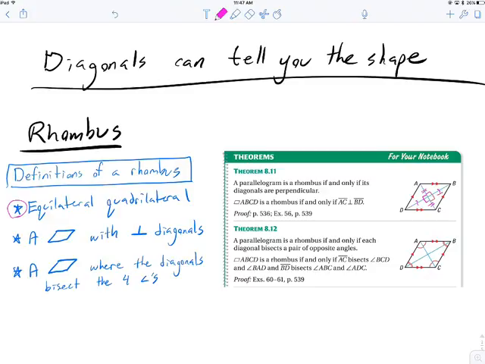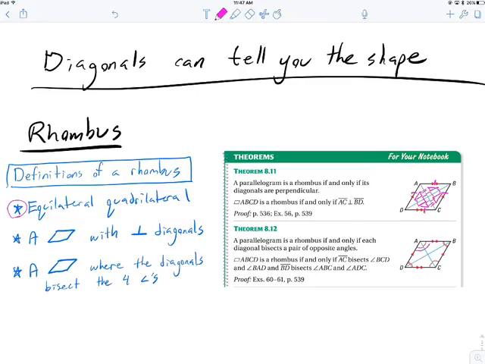And now we could say by SAS, all four of these triangles are congruent. And that would mean that all four of the sides are congruent. So you can see how we could quickly prove that this is a rhombus using that. Same thing here, a parallelogram where the diagonals bisect the four angles. Again, we could say, okay, well, how does that help us?